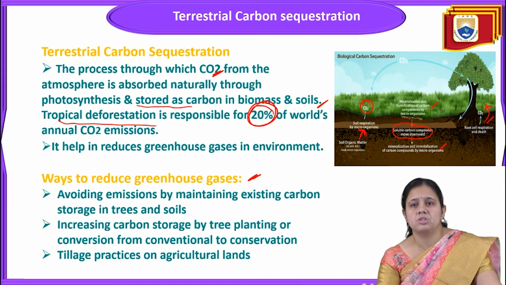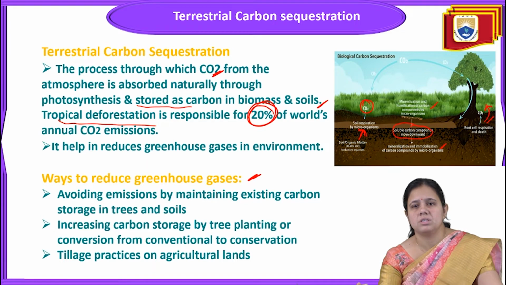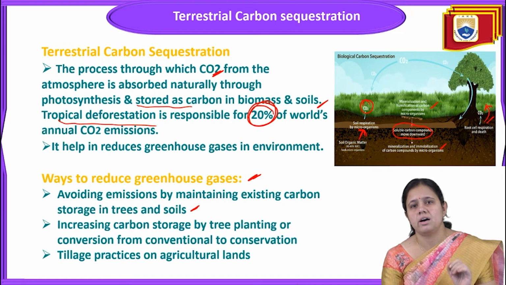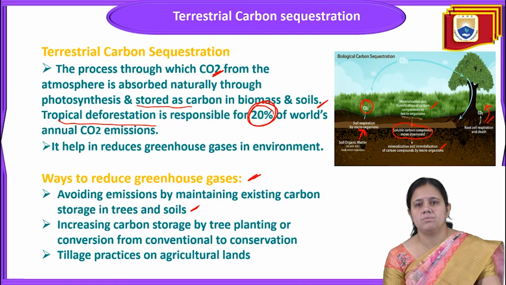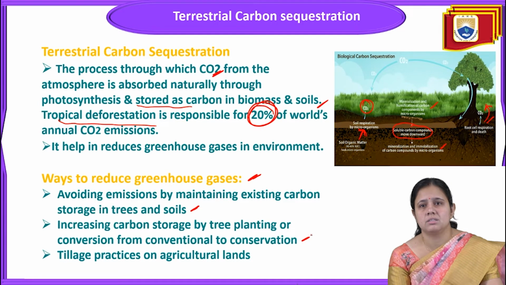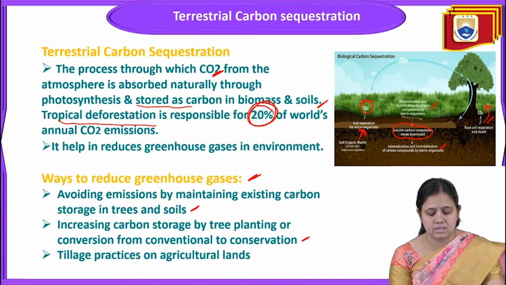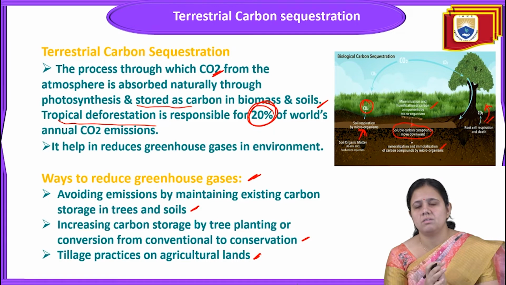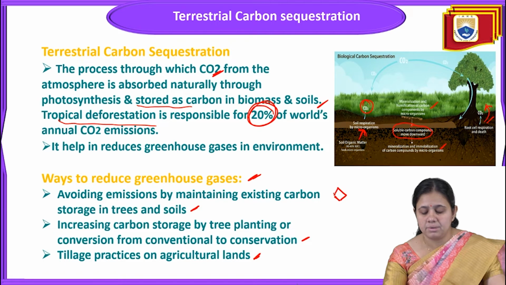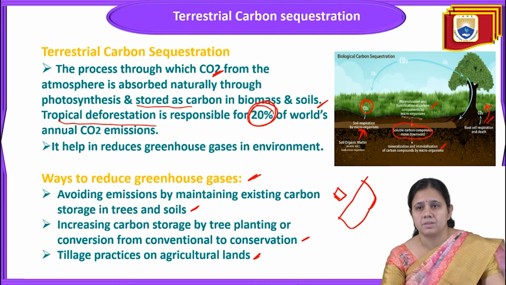The various ways to reduce greenhouse gases are, first of all, avoiding emission by maintaining existing carbon storage in trees and soil. Next is increasing carbon storage by tree planting or conversion from conventional to conservation practices. Next, we can adopt tillage practices on agricultural lands, where a little tillage is done on a normal cropland.